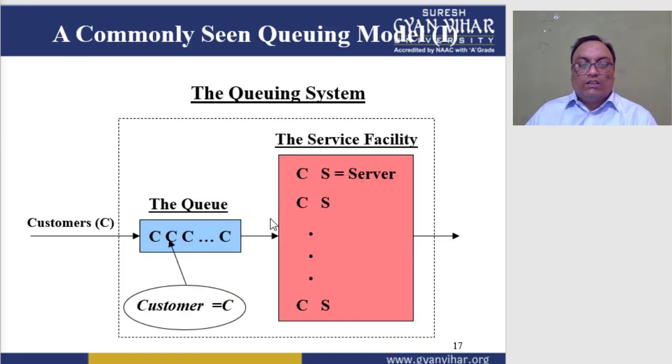So these are the common sense queuing models. This is a one-queue system. For this queue system, this is a customer C, and the queue is here. These are the customers and the service facility. This is the service facility, with servers, and these are different types of servers, and this will give an output at that time. So these are the different kinds of approaches for the common sense queuing model.